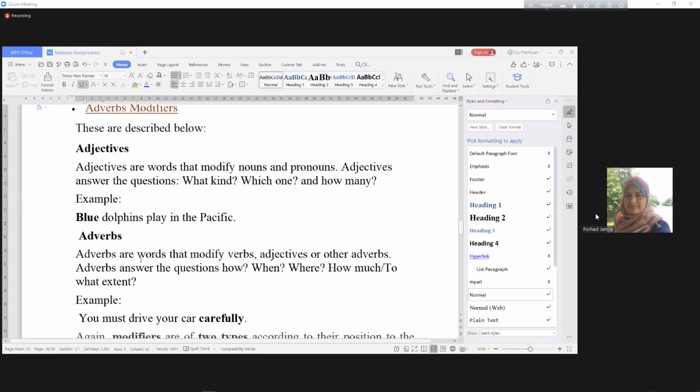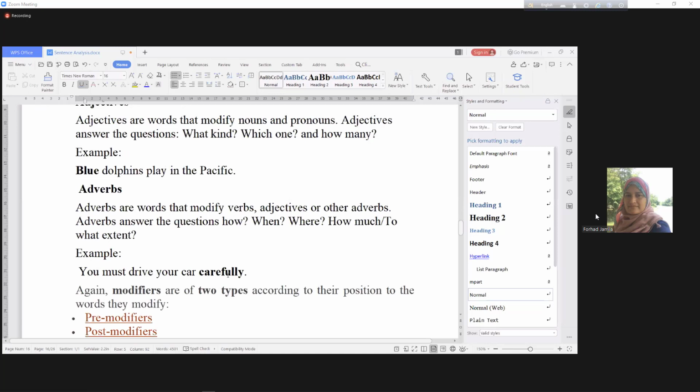Okay. Now come to the adverbs. Adverbs are words that modify. I think we have discussed several times. Adverbs answer questions like how, manner, when, time, where, place, how much, quantity, okay, to what extent, degree. Okay, you must drive your car carefully. So carefully actually describes the word drive. তোমাকে কিভাবে চালাতে হবে? Carefully.